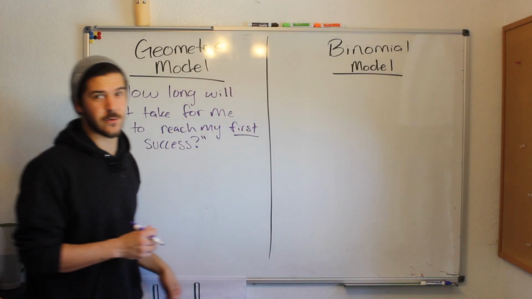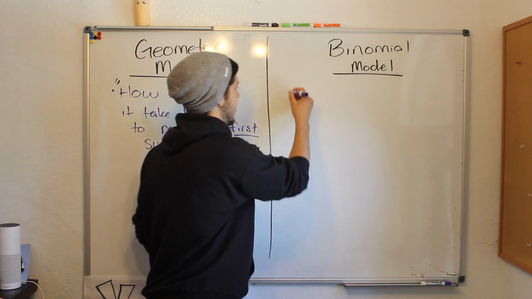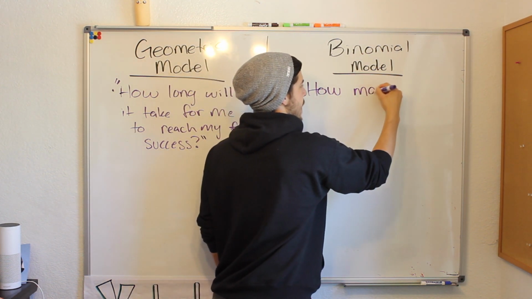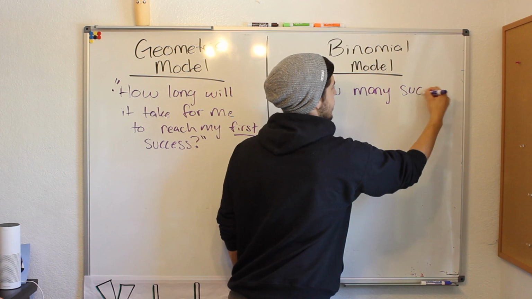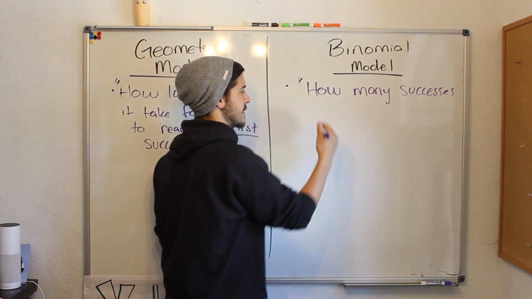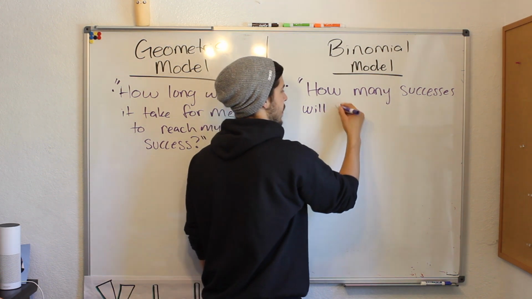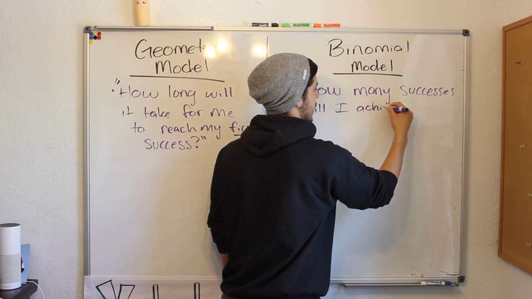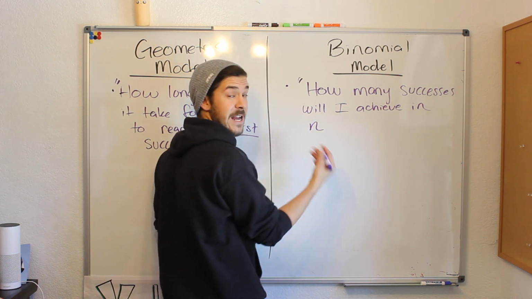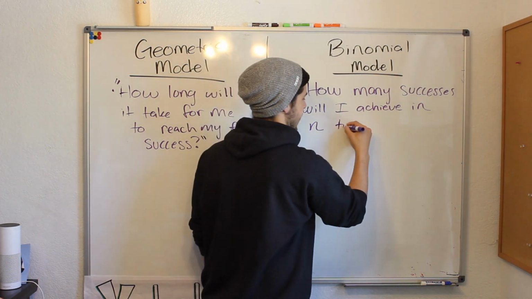In the binomial model, the question that we can ask ourselves is, how many successes will I achieve in, I'm going to call it n, we're assigning it a little variable, n trials.